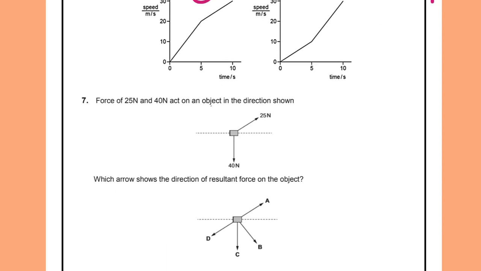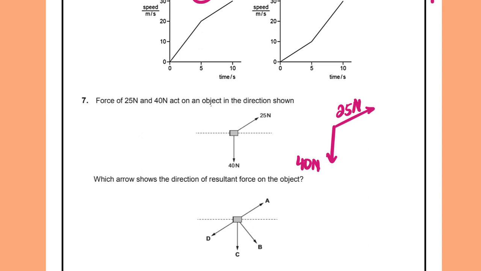Question number 7, forces of 25 and 40 Newton act on the object in the direction shown. Which arrow shows the direction of the resultant force on the object? So for this purpose, you can just make a simple vector diagram and superpose one of these forces. So this is our 40 newtons, this is our 25 newtons.